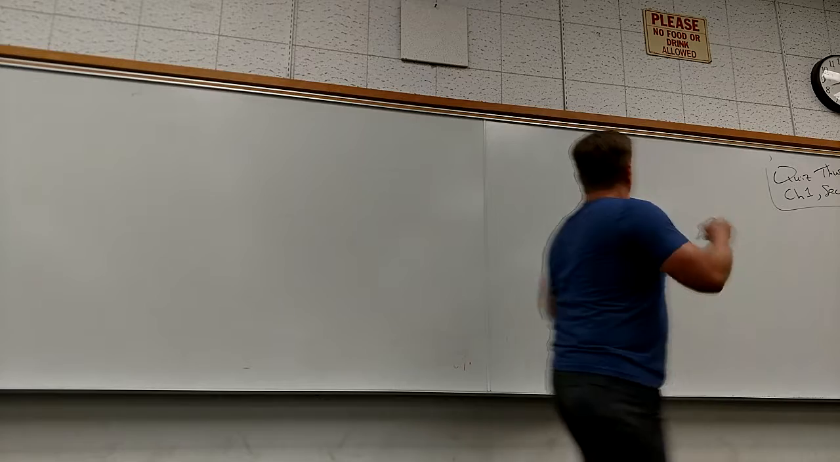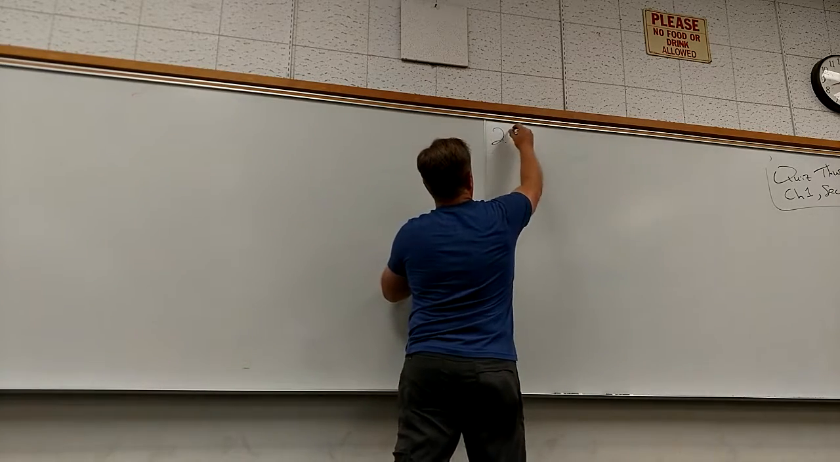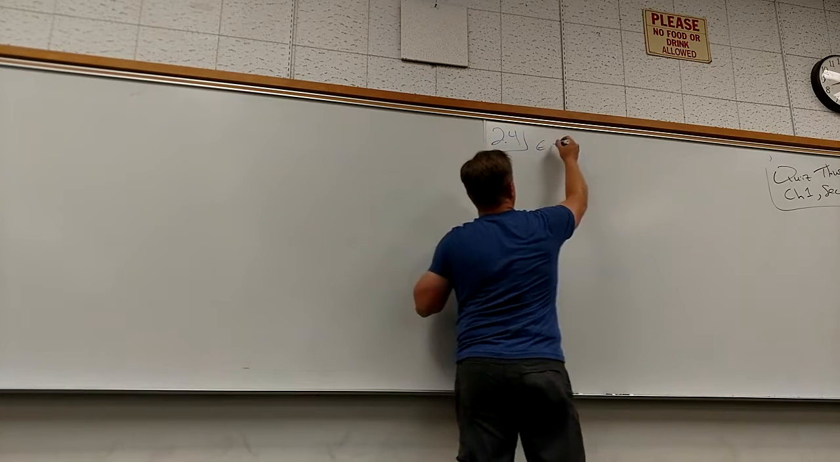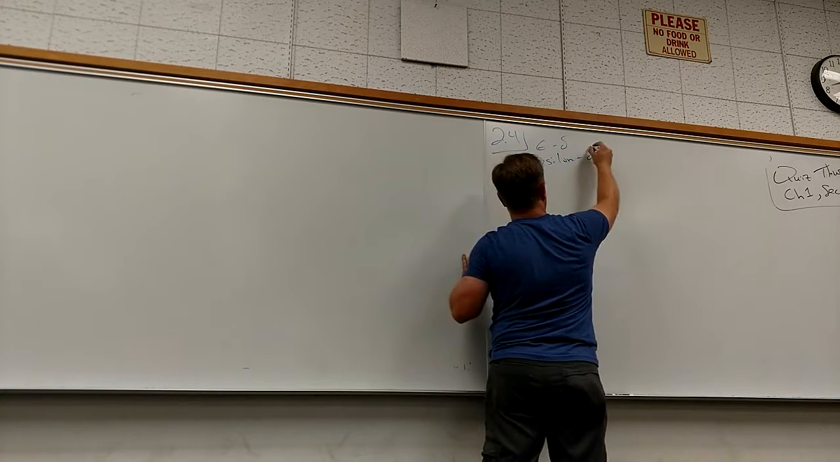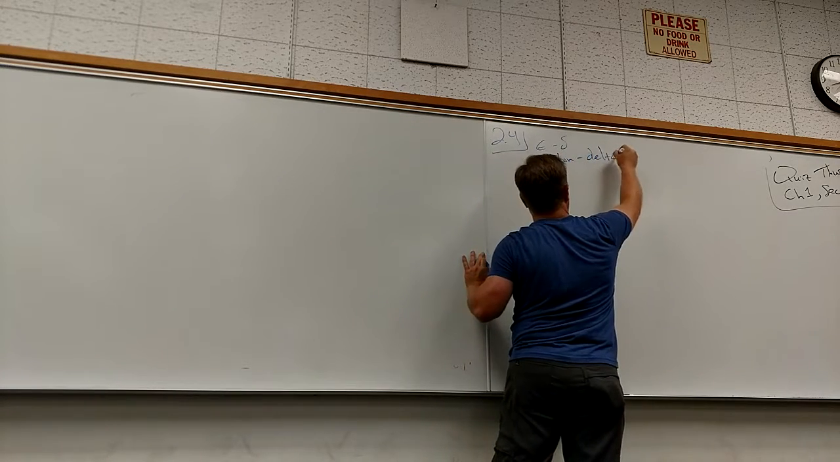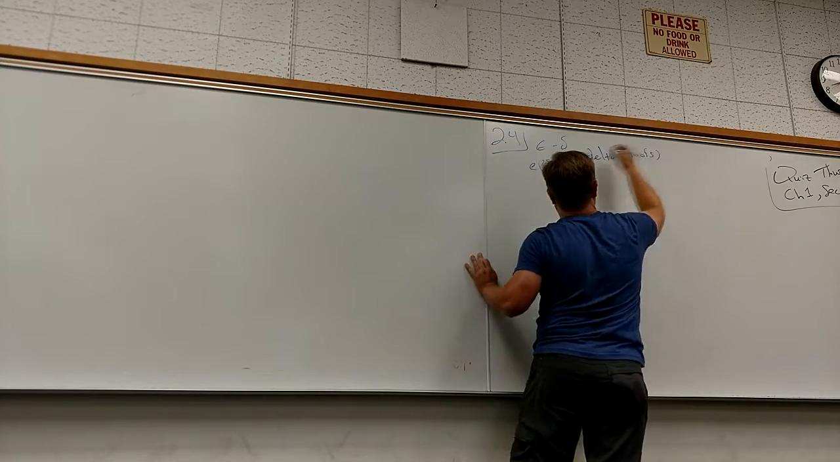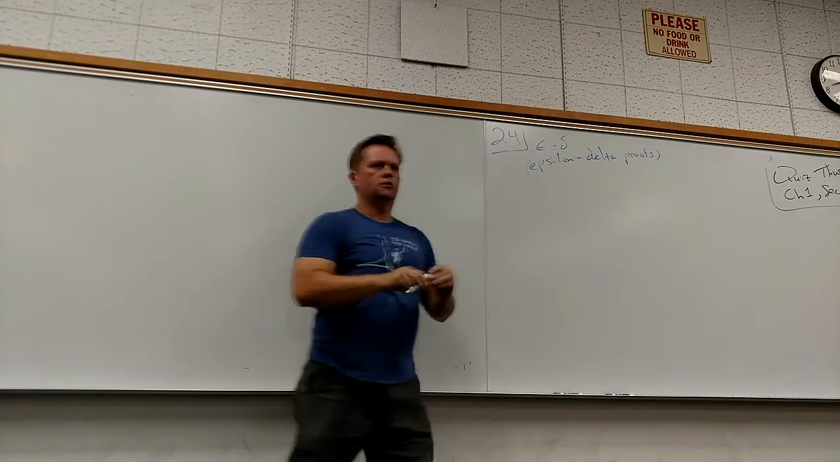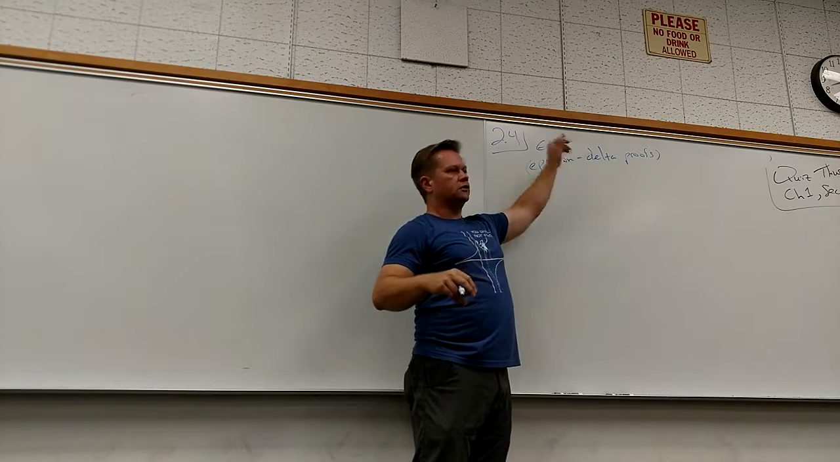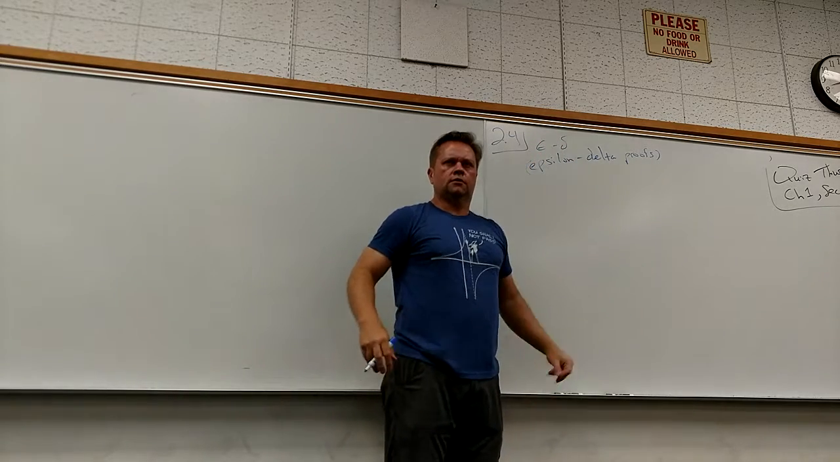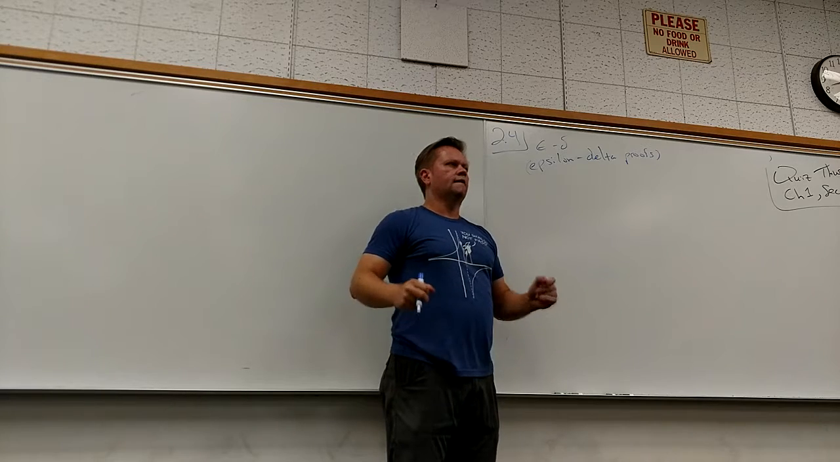So, this is section 2.4. It's called epsilon delta proofs. So there's the symbol epsilon, and there's the symbol delta. I like it.